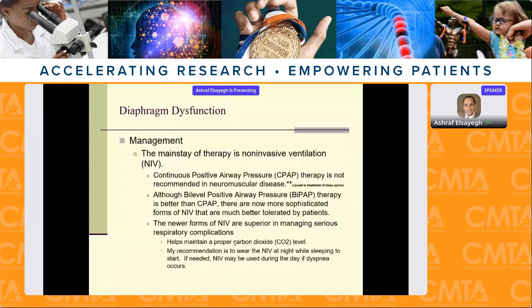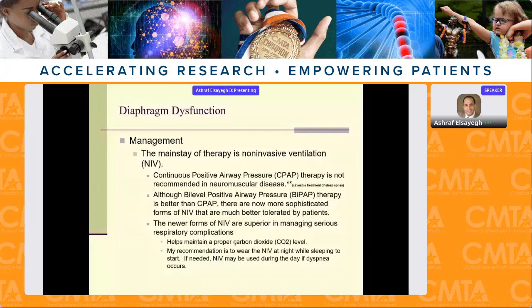So how do we treat this? The treatment is relatively easy. It's a non-invasive method. And what I recommend is something called a non-invasive ventilator. If you've heard my talks previously or have seen me in my office, I always emphasize this particular slide here. For patients with neuromuscular disease, including CMT, I do not recommend CPAP.